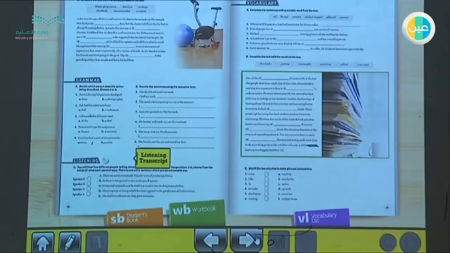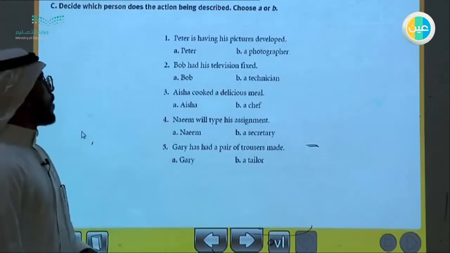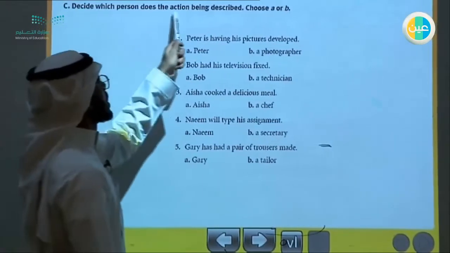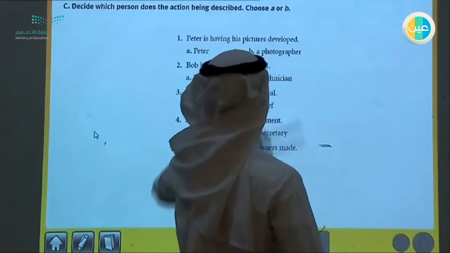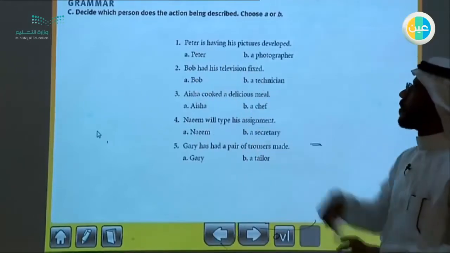Move to workbook page 36, sorry, page 36, grammar. Exercise C. Decide which person does the action, choose A or B. Number 1, Peter is having his picture developed.